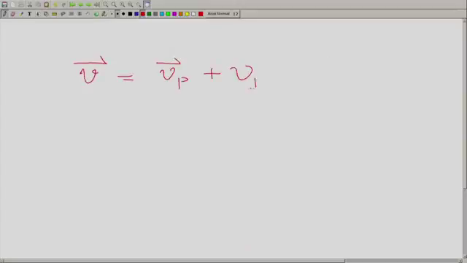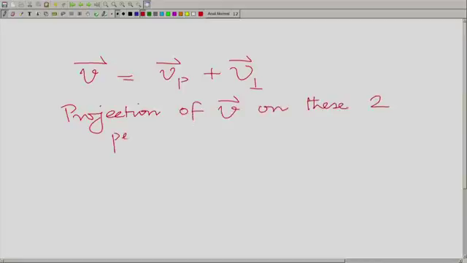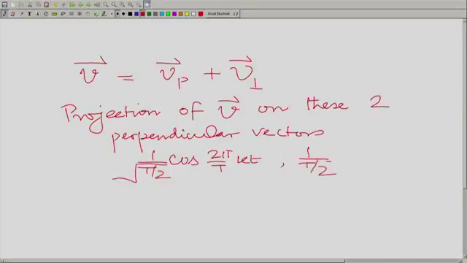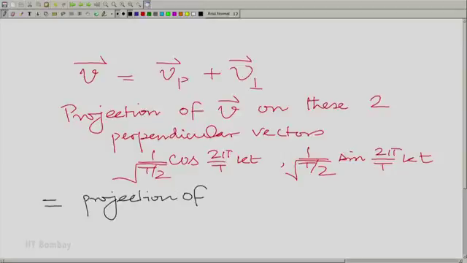V is equal to Vp plus V perpendicular, and the dot product or the projection of V on these two perpendicular vectors, which we have identified, is the same as the projection of Vp on those vectors. So, for our understanding, we could first project onto Vp and then project that onto the two perpendicular vectors, but in computation we shall just project V straight away.